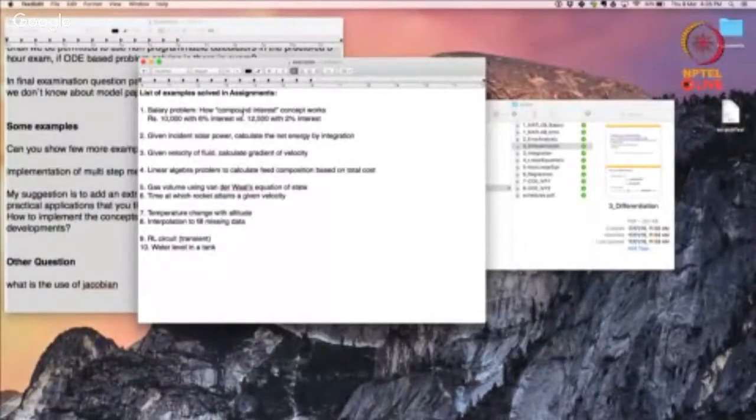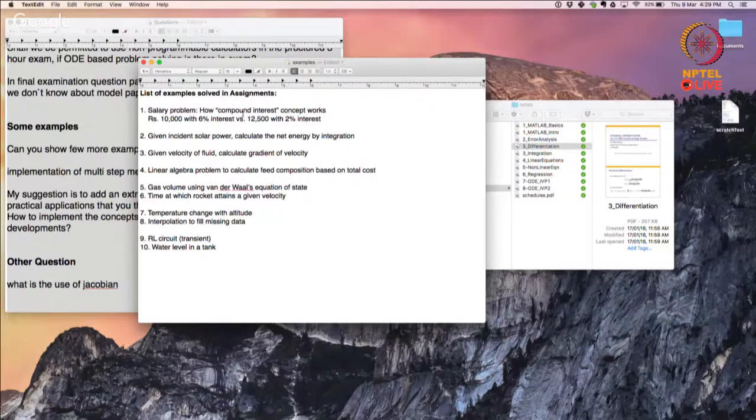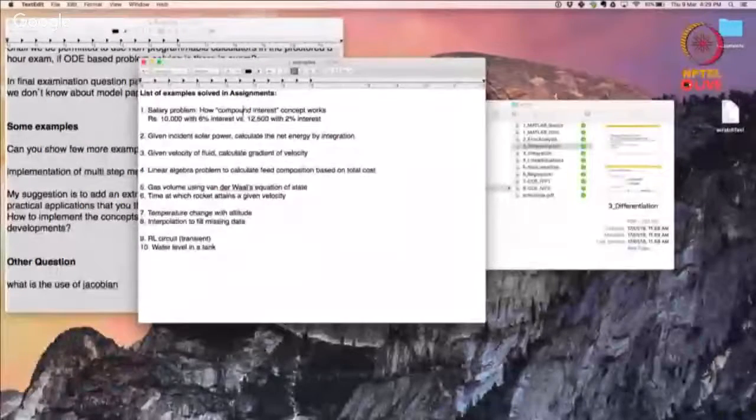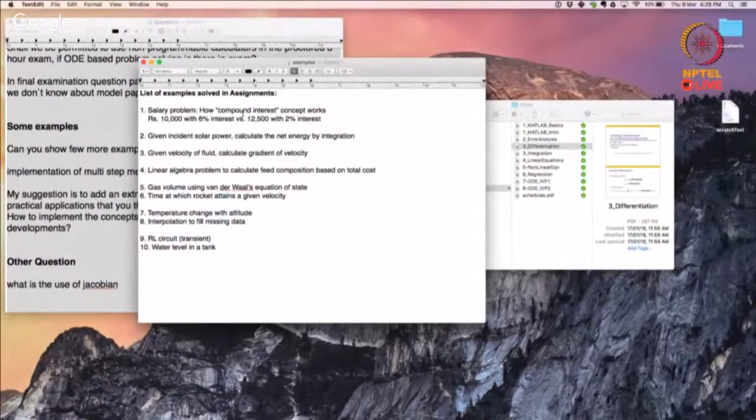The first module was a very introductory module. We were introducing you to MATLAB, so this was a reasonably easy problem, in the sense it can be done by a calculator as well. There are two people: one starts with 1 unit salary with 6% compound interest, another starts with 1.25 unit salary with 2% compound interest, and the problem was how the value keeps changing year on year.